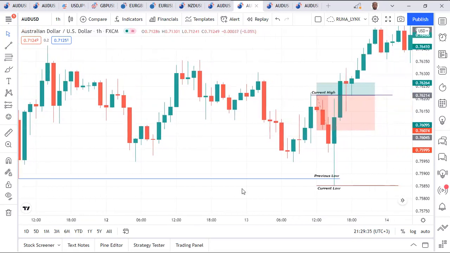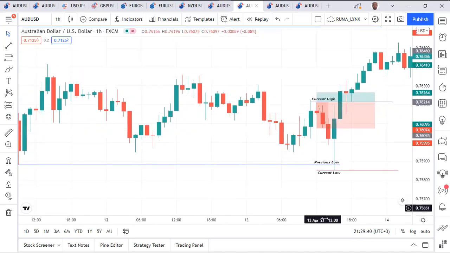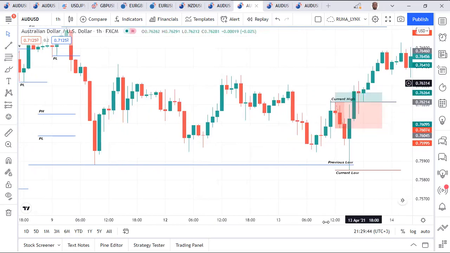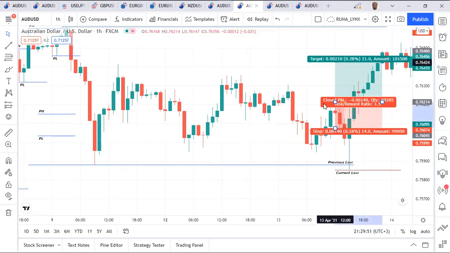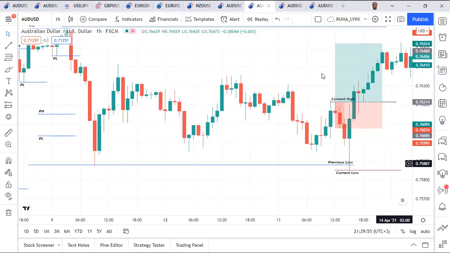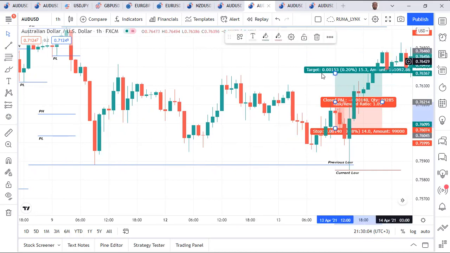Let me zoom out a little so that you're able to see. So this candle right here takes us into the trade. Right now, our profit is all the way up here, where the market has reached. But the only profit we are able to secure is when we get a counter trend, which actually happens right here.